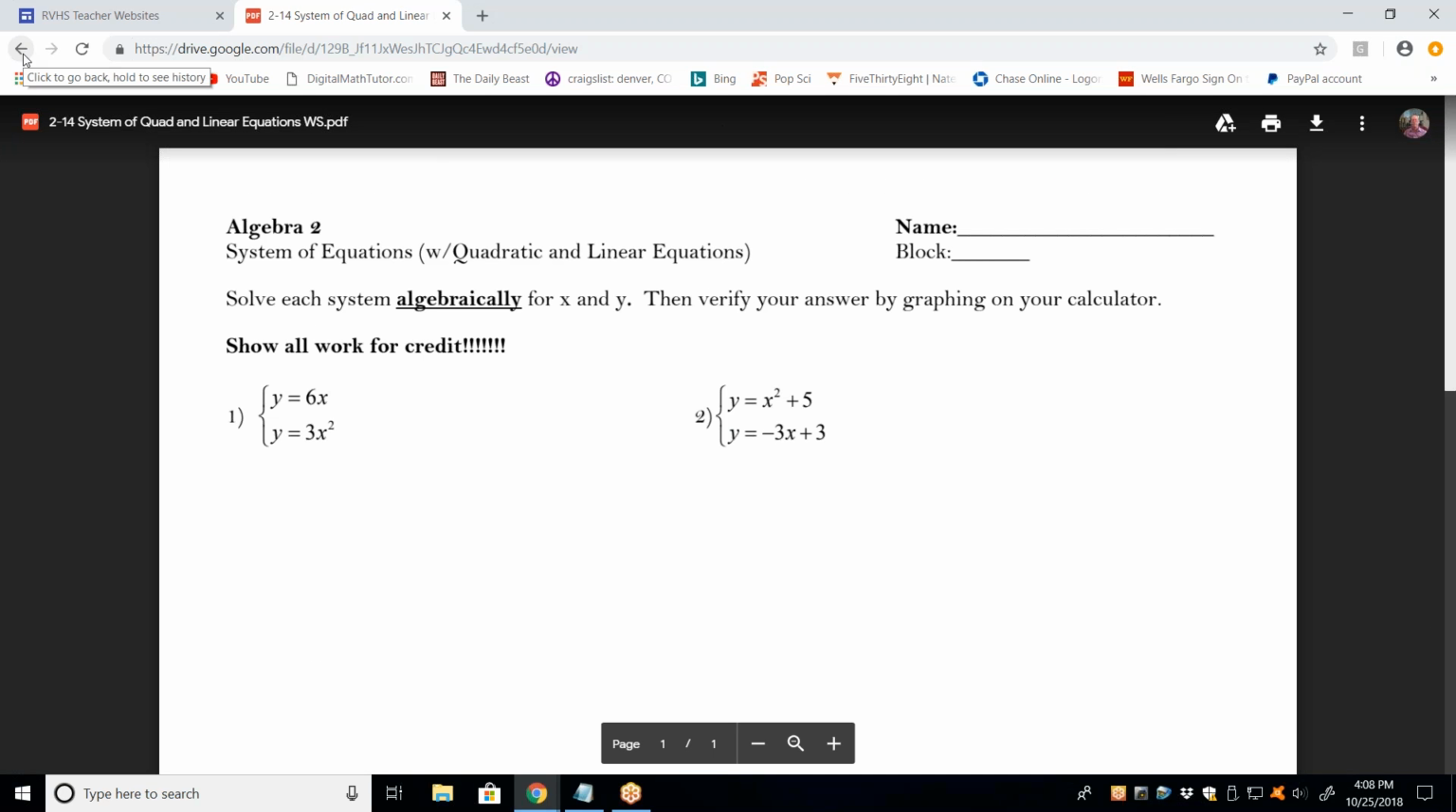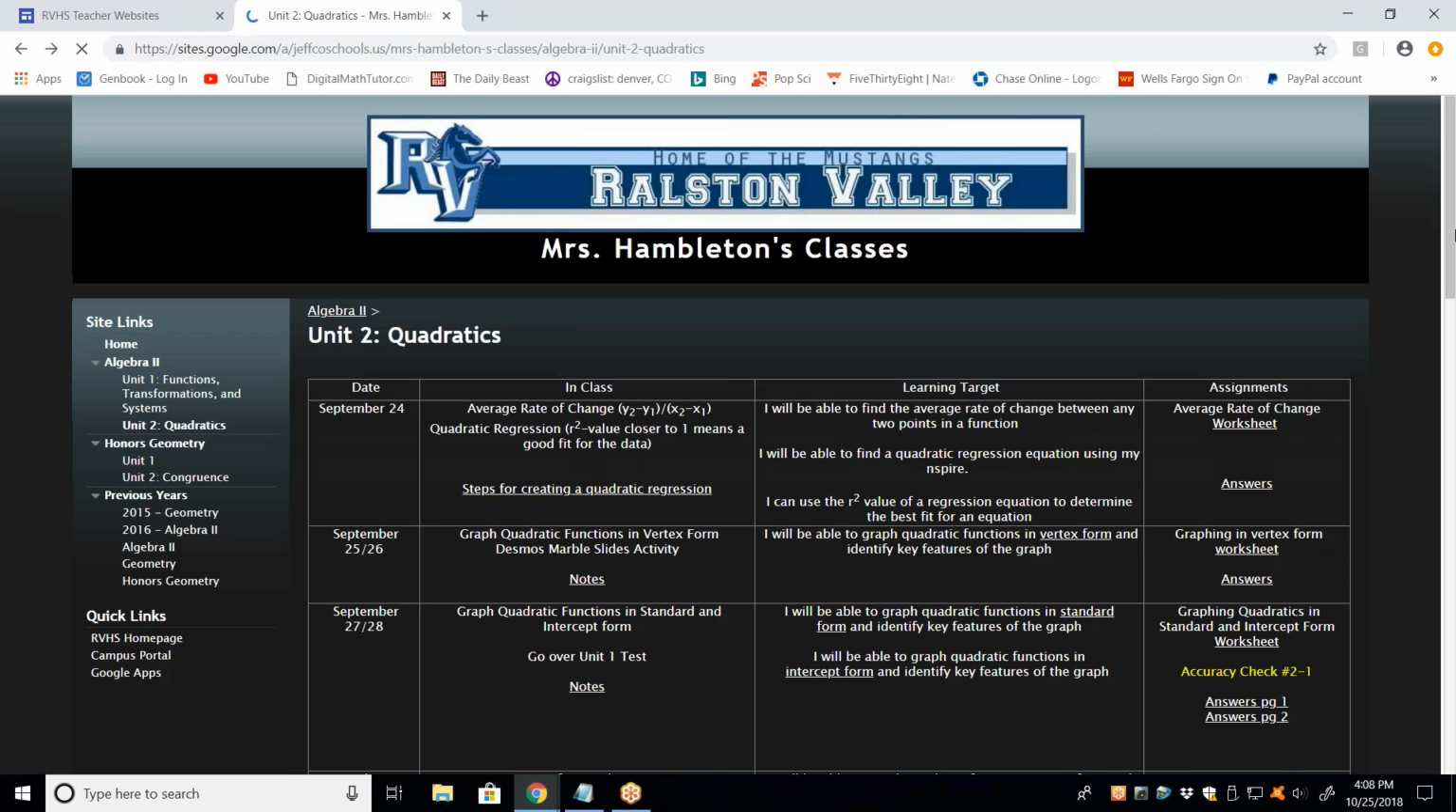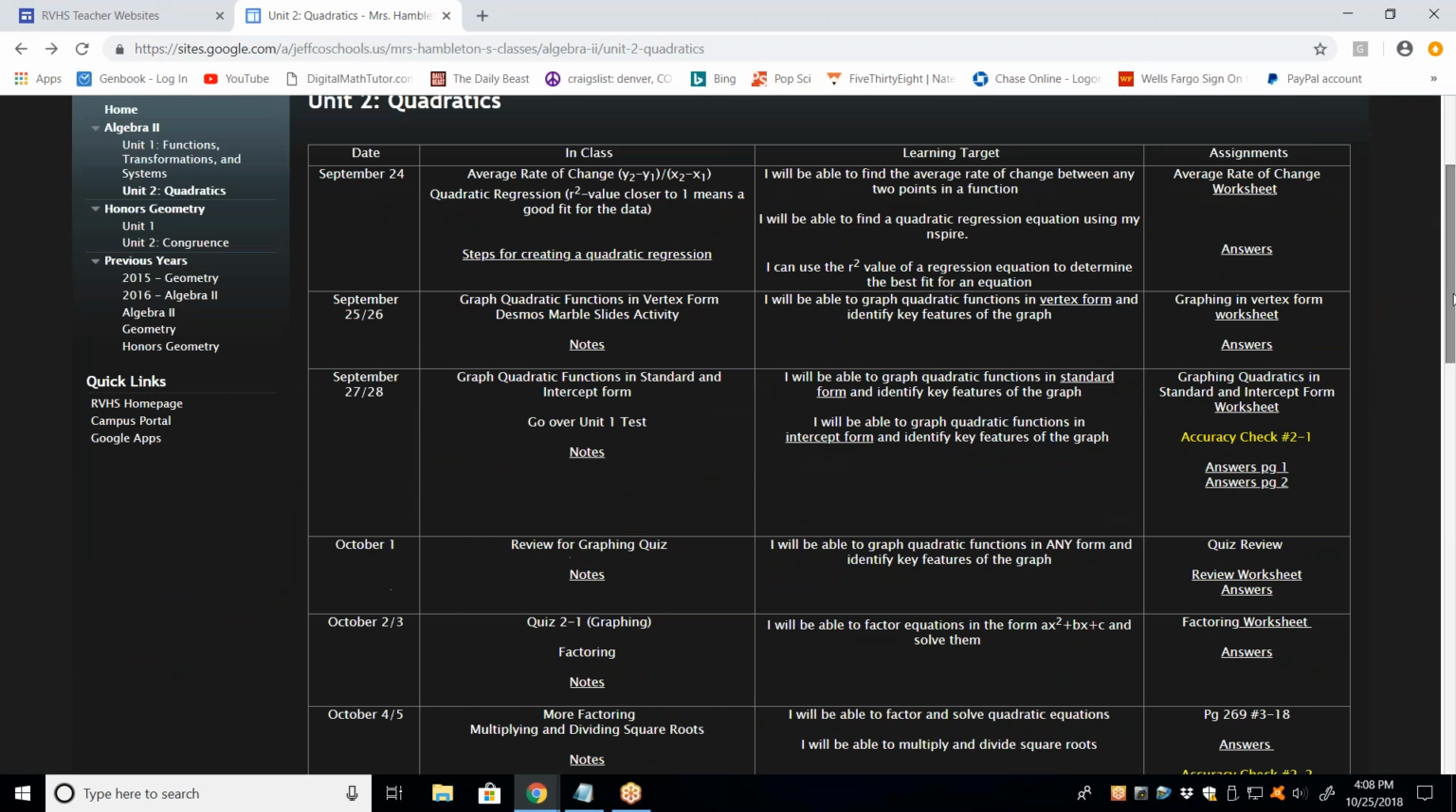Okay, so what do I got to do to go to the next page? Go back to the website. So click back. And I guess we can just go do some more problems related to this. So keep scrolling down.